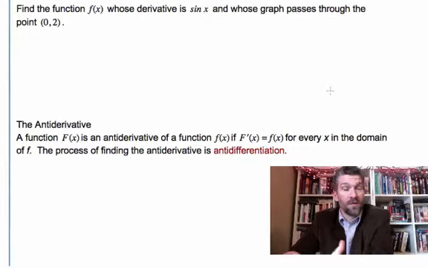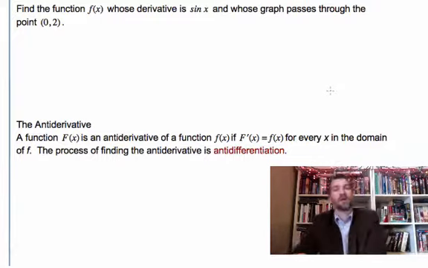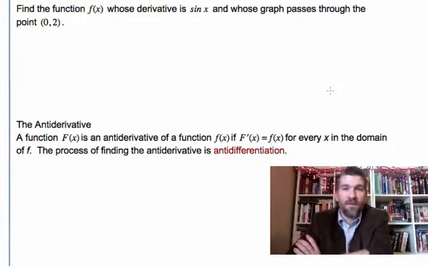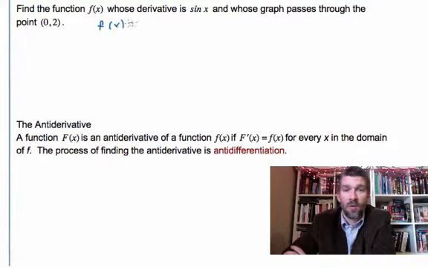All right, now this is a really fun example to work with. We're going to kind of undo a derivative, as it were. So what we want to do is find a function whose derivative is sine of x, but whose graph passes through the point (0, 2). So they've given us the derivative, sine x, and they've given us the point (0, 2). Those are two key critical things that we're going to need to know.